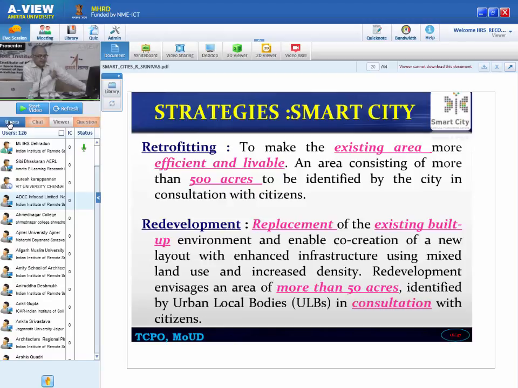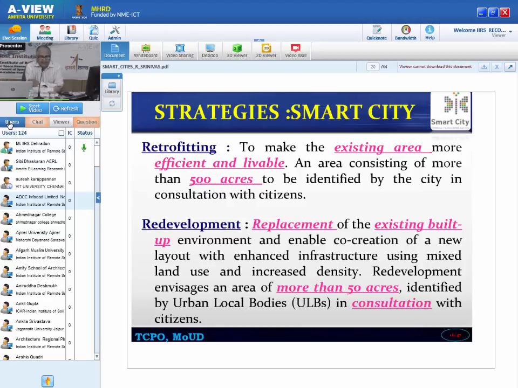An area consisting of more than 500 acres has to be identified by the city in consultation with the citizens. Any existing area, even the city core area or any central part of the city which has been worn off, in quite bad shape in terms of the quality of buildings or the quality of infrastructure, can be retrofitted, and the minimum area will be 500 acres.